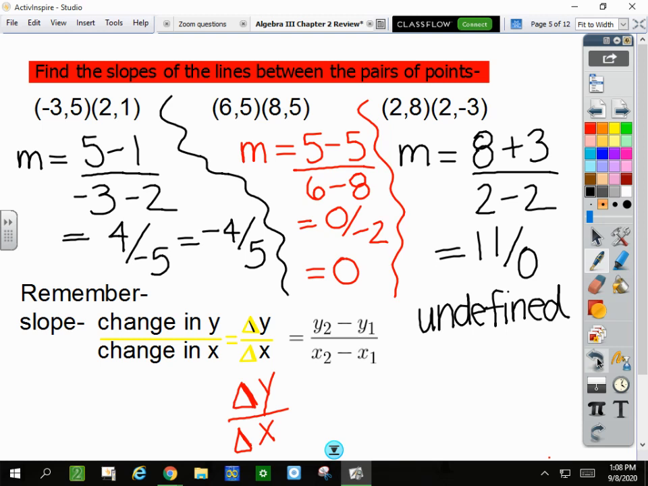So you should know various definitions for slope. You should know the slope formula and be able to use it. You should also be able to describe slope as rise over run to help you with graphing, or as vertical change over horizontal change.